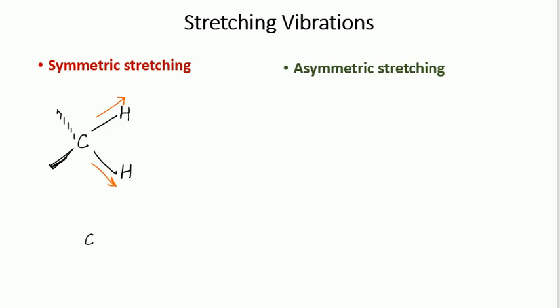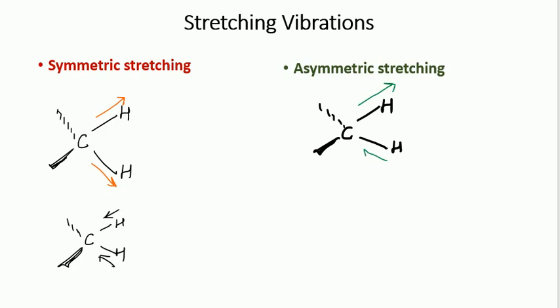Both the bonds elongate simultaneously and come back simultaneously. That is called symmetric stretching. Then the second kind of stretching vibration is asymmetric stretching vibration. Again we can draw the carbon. In the case of asymmetric stretching, when one bond elongates, at that time the other bond comes back. One bond elongates and the other bond length is compressed. This is called asymmetric stretching. And if we talk about the frequency, the frequency required for asymmetric stretching is greater than for symmetric stretching.